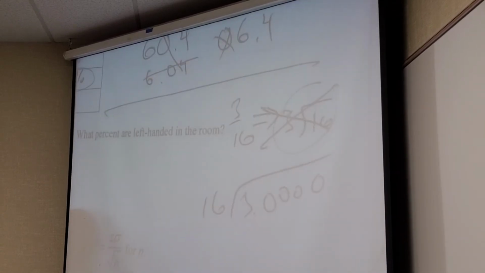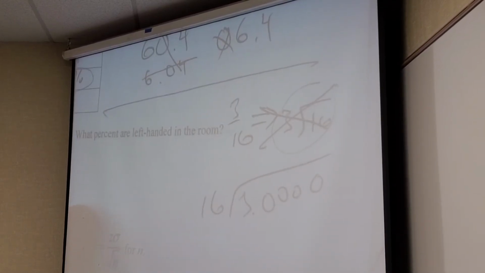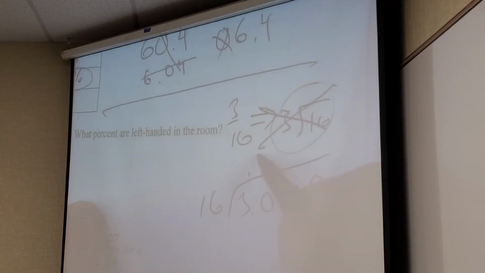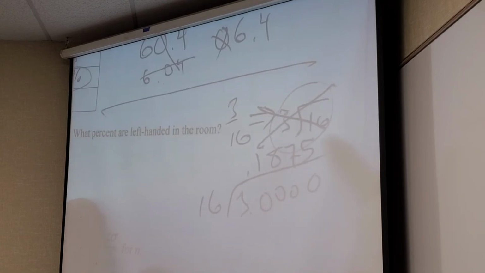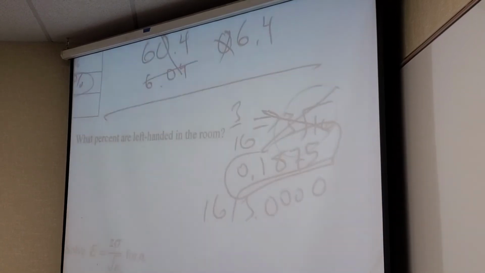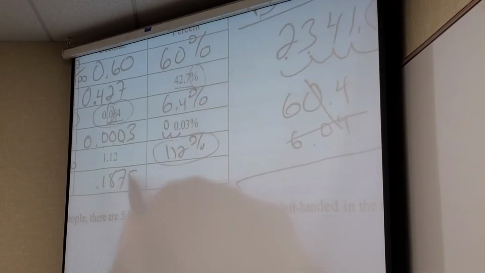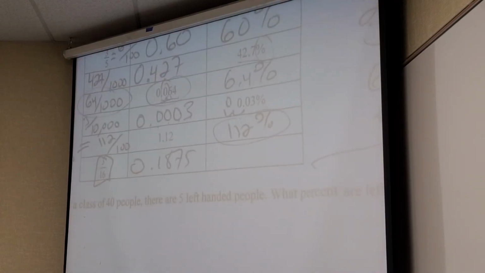So the most direct way to do this is to just do this and go a little insane, right? If you do this, what do you get? 1, 8, 7, 5. Okay, right? So that's totally acceptable, right? 1875.